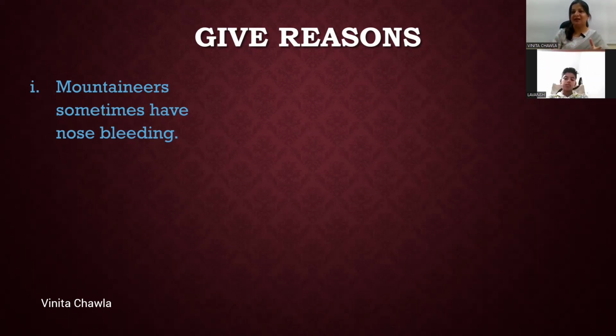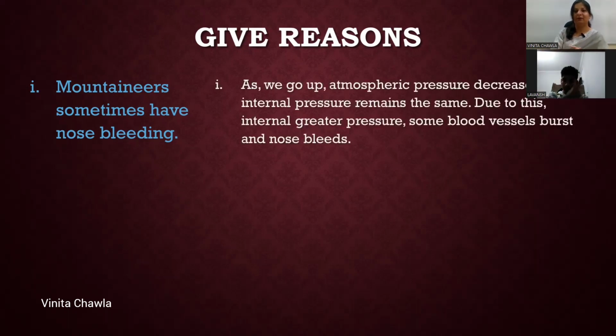So outside pressure is less than the internal. External pressure is less than internal pressure. External pressure is the atmospheric pressure. Internal pressure is our body pressure. And this is the reason they bleed. So as we go up, atmospheric pressure decreases, but our internal pressure remains the same. And due to this greater internal pressure, some blood vessels burst and the nose bleeds.